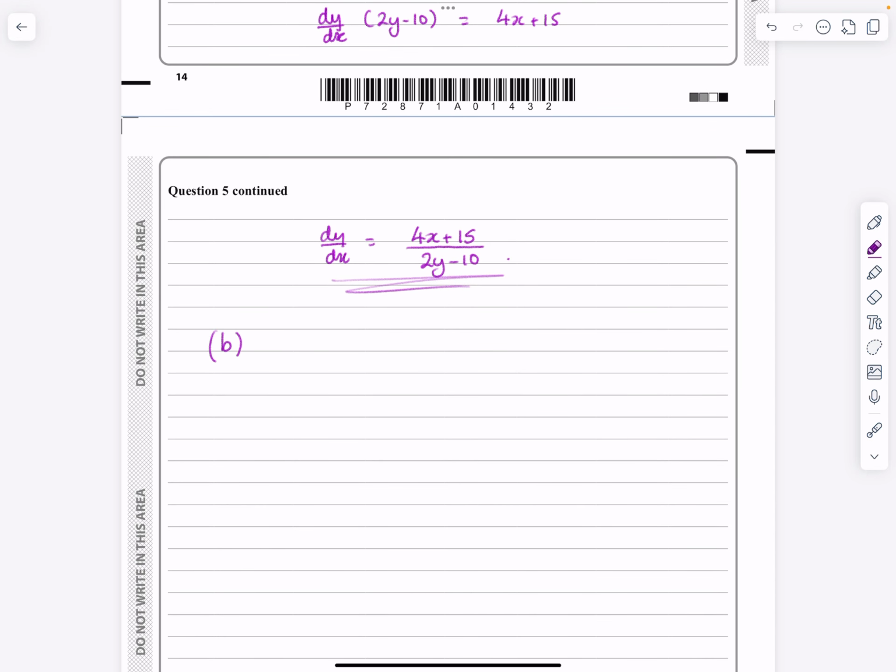dy by dx is the gradient function. Well, how do I make this equal to infinity or undefined? How do I make it so that it doesn't exist? We want the bottom part to be equal to 0, don't we? Because we can't divide by 0. So that's quite a difficult thought process, but now how do I explain that to the examiner? I'd say for points P and Q, I'd say the gradient is equal to infinity, therefore 2y minus 10 must equal 0.